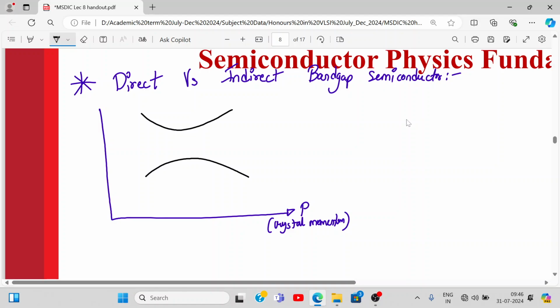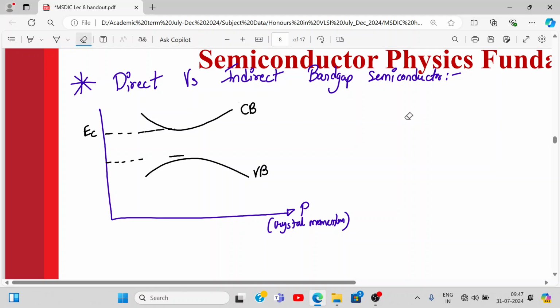Okay, this is conduction band. This is valence band. Sorry, let me write it this way. This is conduction band and this is valence band. You know what we draw? We draw it like this, na? This is what we draw. We call this EC.